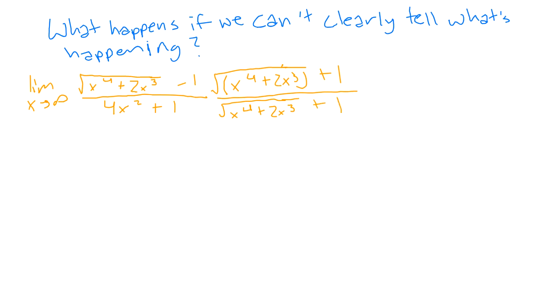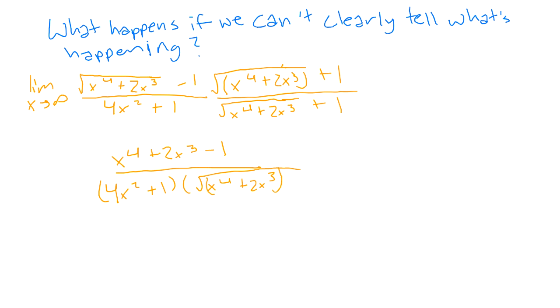So now that we have that, we can clean this up a little bit more. We can get x to the fourth plus 2x cubed, these two terms are going to be eliminated, minus 1. We're also going to get 4x squared plus 1 times the square root of x to the 4 plus 2x cubed plus 1.